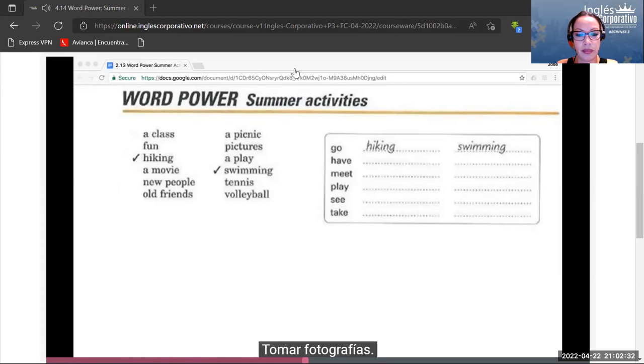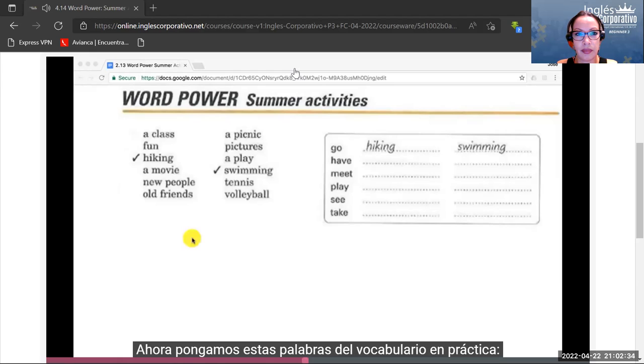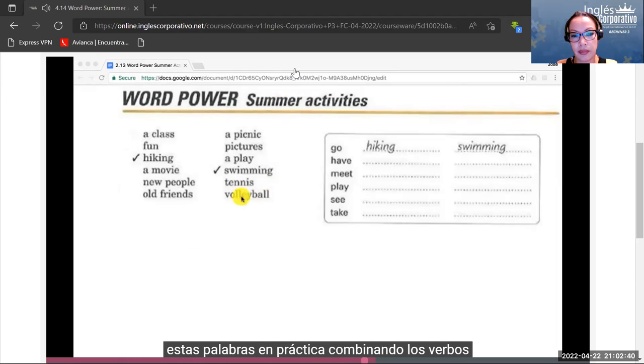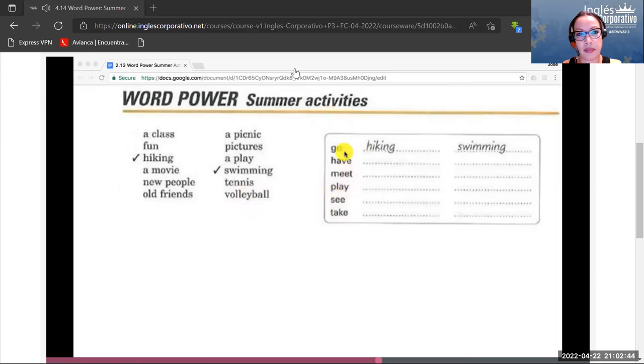Take pictures. Now, let's put these vocabulary words into practice. I would like for you to put these vocabulary words into practice by combining them with these verbs: go, have, meet, play, see, take. For example, you can go hiking, you can go swimming.